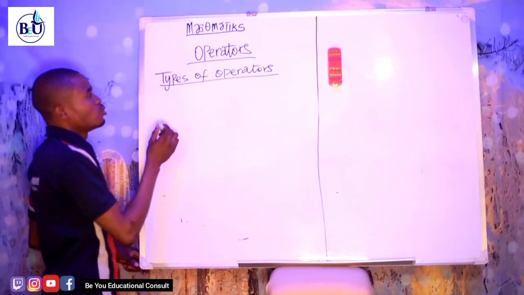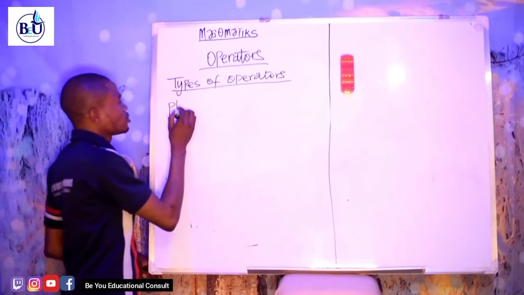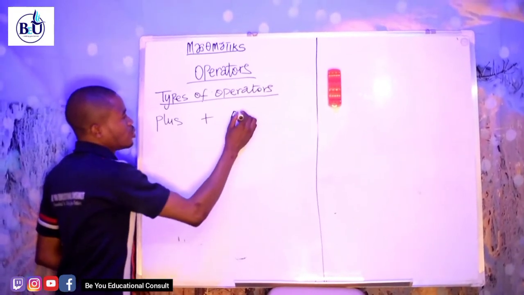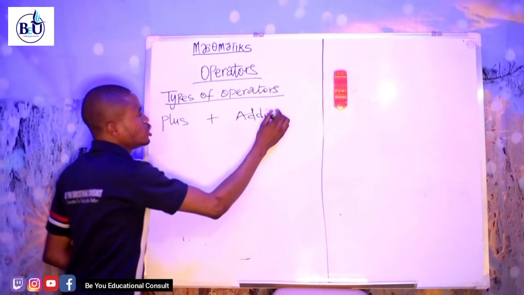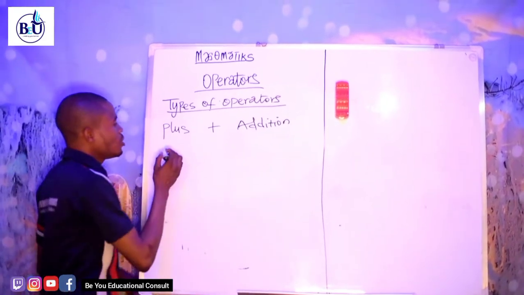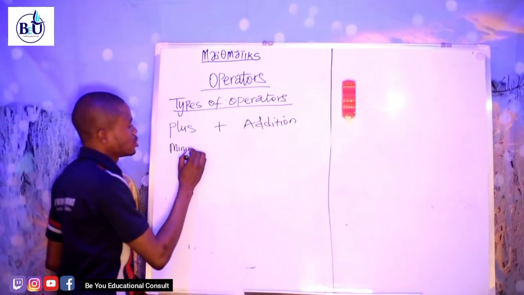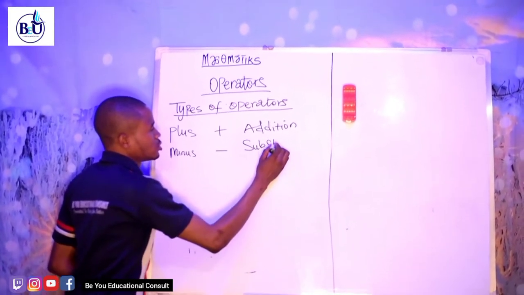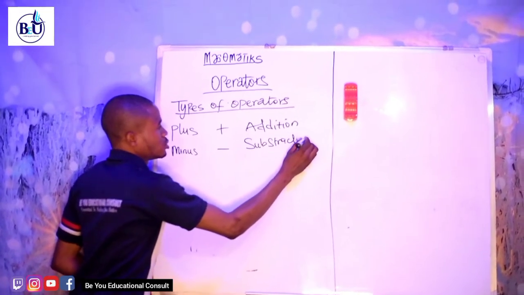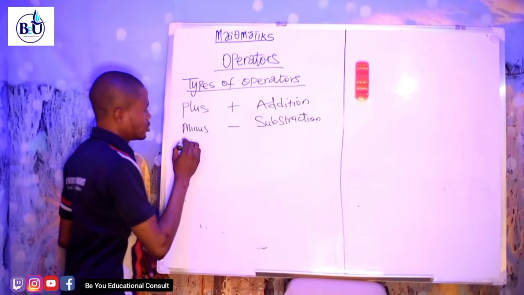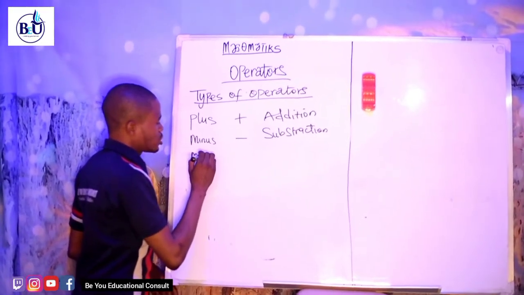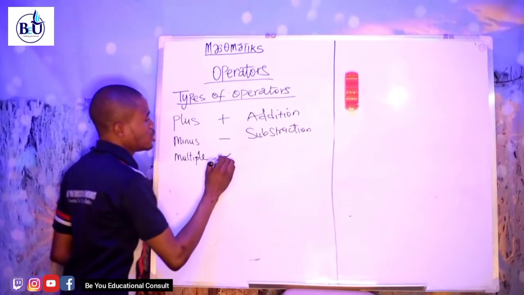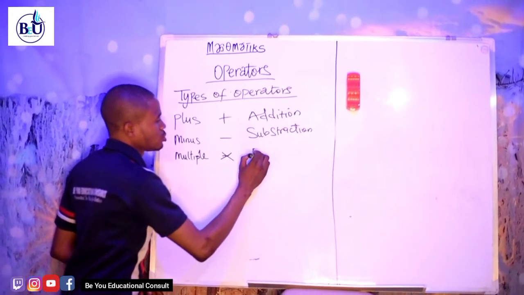We have number 1, we call it plus. This is the sign, and what we use it to do is addition. We have minus. What it does is subtraction. We have multiply. What it does is multiplication.